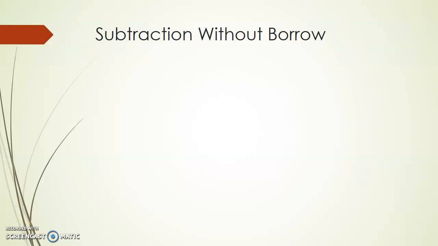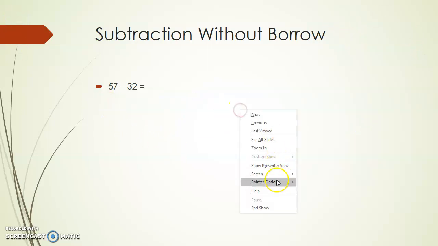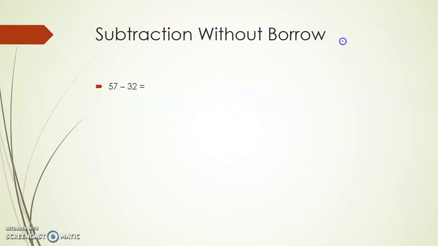So in today's session, we will deal with subtraction without borrow. Let us subtract 57 minus 32. So we'll find the difference between 57 and 32. As always, we'll write them in the place value chart. So we have the tens place and ones place. Since we are dealing with 2 digits only, we have a tens place and a ones place. So 5 tens and 7 ones minus 3 tens and 2 ones.